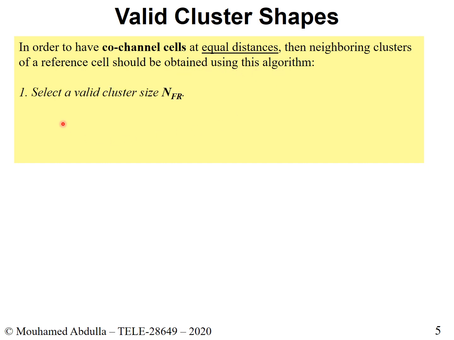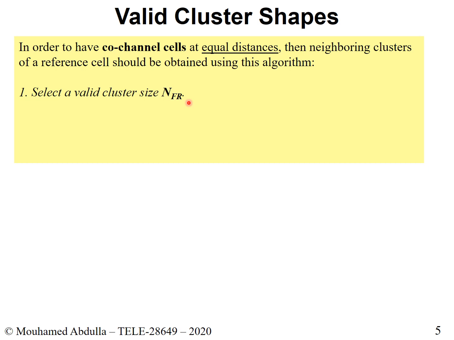Number 1, select a valid cluster size, N. So we determined how to find that. We said that the typical cluster sizes that we have are 1, that's just one cell, your cluster with one cell; 3, that's a cluster with 3 cells; 4, that's a cluster with 4 cells; or 7, that's another cluster with 7 cells; 9, and so on. In real life, we said that 1, 3, 4, and 7 make sense.